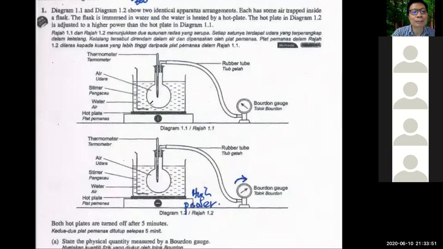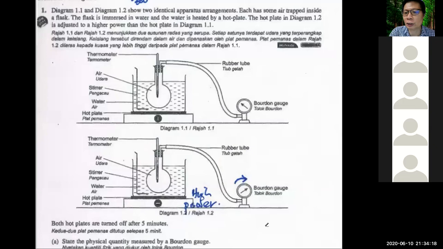So you can see here, this one is low power, so the temperature is not high and the pressure is low. When you increase the power, the water becomes very hot. The same goes for the gas, it also becomes hot, so you can see the pressure becomes very high. Correct or not? Okay, right, first question.